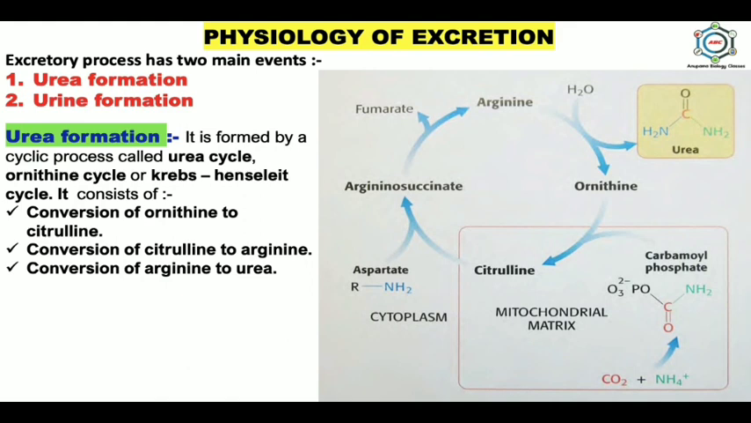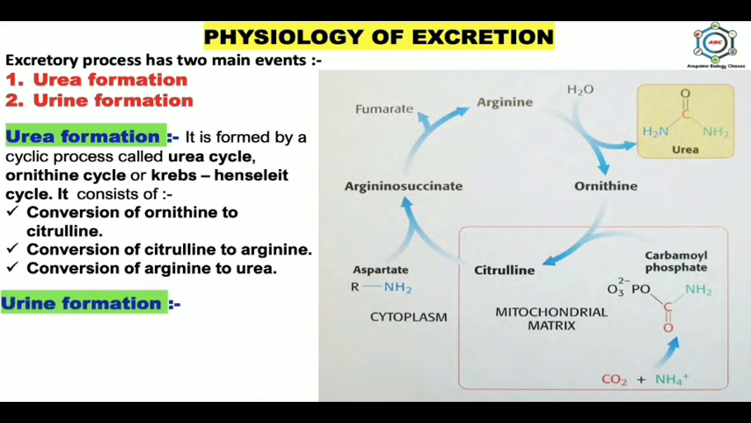Next is the conversion of citrulline to arginine. Here the citrulline combines with more ammonia to form arginine and water, and after that the conversion of arginine to urea. Here the arginine decomposes to form urea and ornithine in the presence of the arginase enzyme and water, and this ornithine is set free for reuse in the urea cycle.